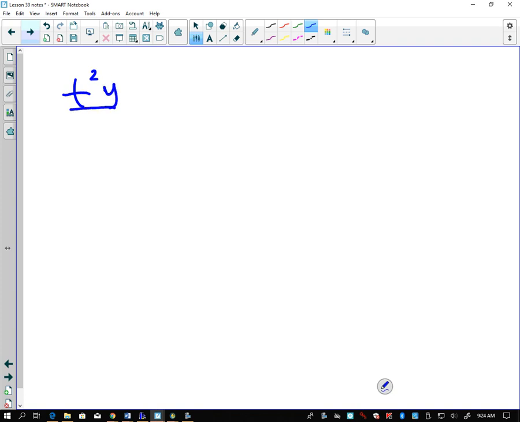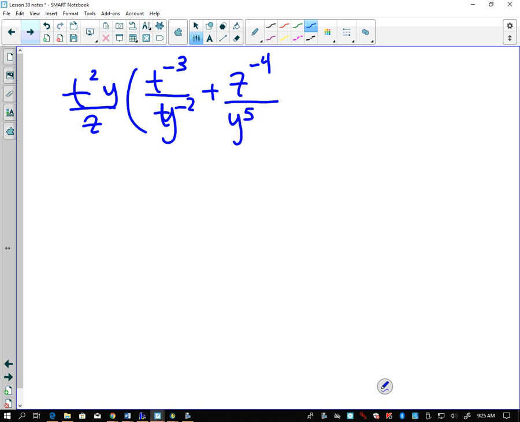T squared y over z, times t to the negative 3rd over y to the negative 2nd. That's ugly, but I'm not going to change it. Plus z to the negative 4th over y to the 5th t.